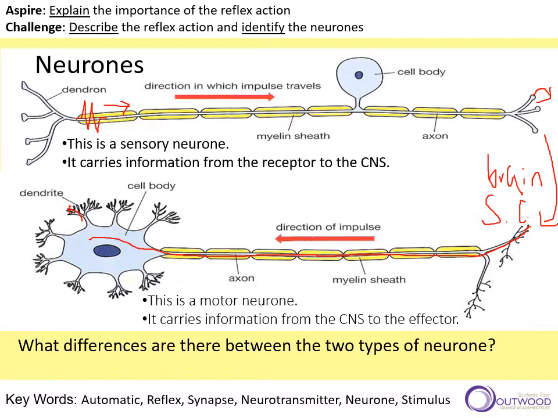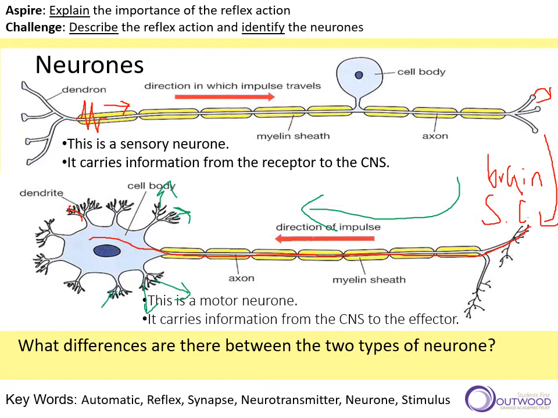So what's the difference? Well, you can see that the cell body is in a different place. Okay. And also, the dendron here is at the start. The dendrites are at the end. Okay, so there's a difference here. The dendrons are at the start because that's getting the information and sending it to the brain or the spinal cord. But now the motor neuron, the second one, has got that information already and is now telling the body to do something.